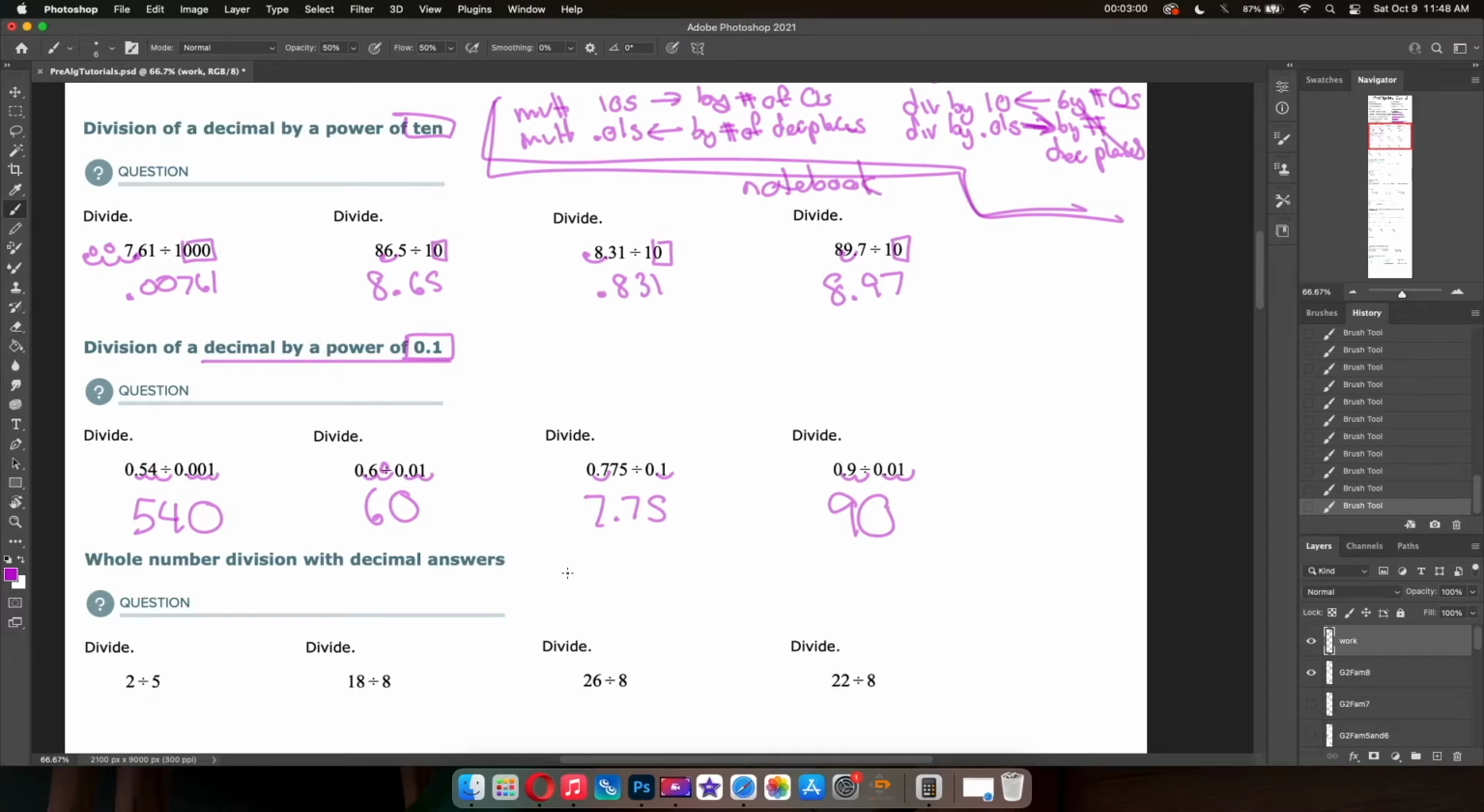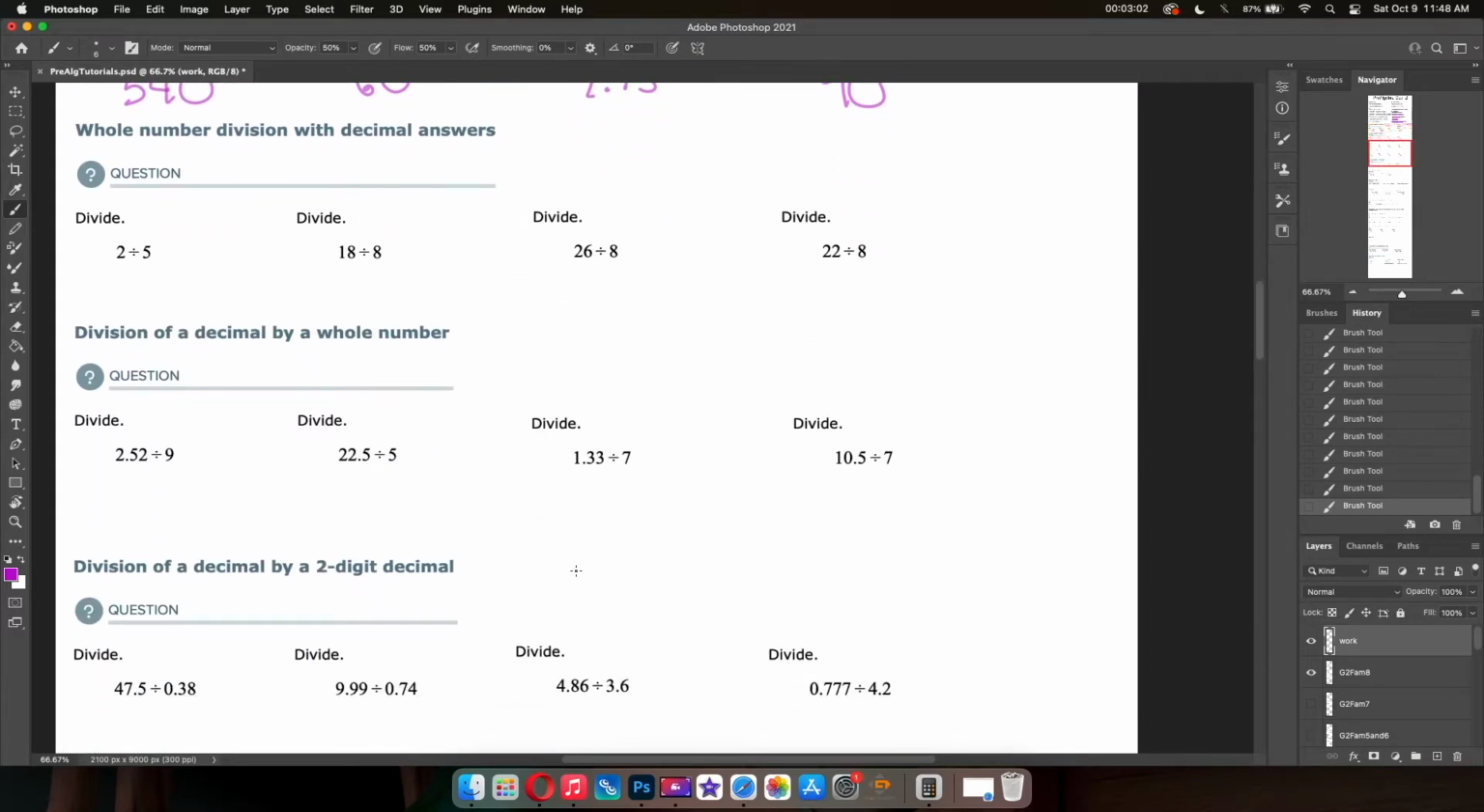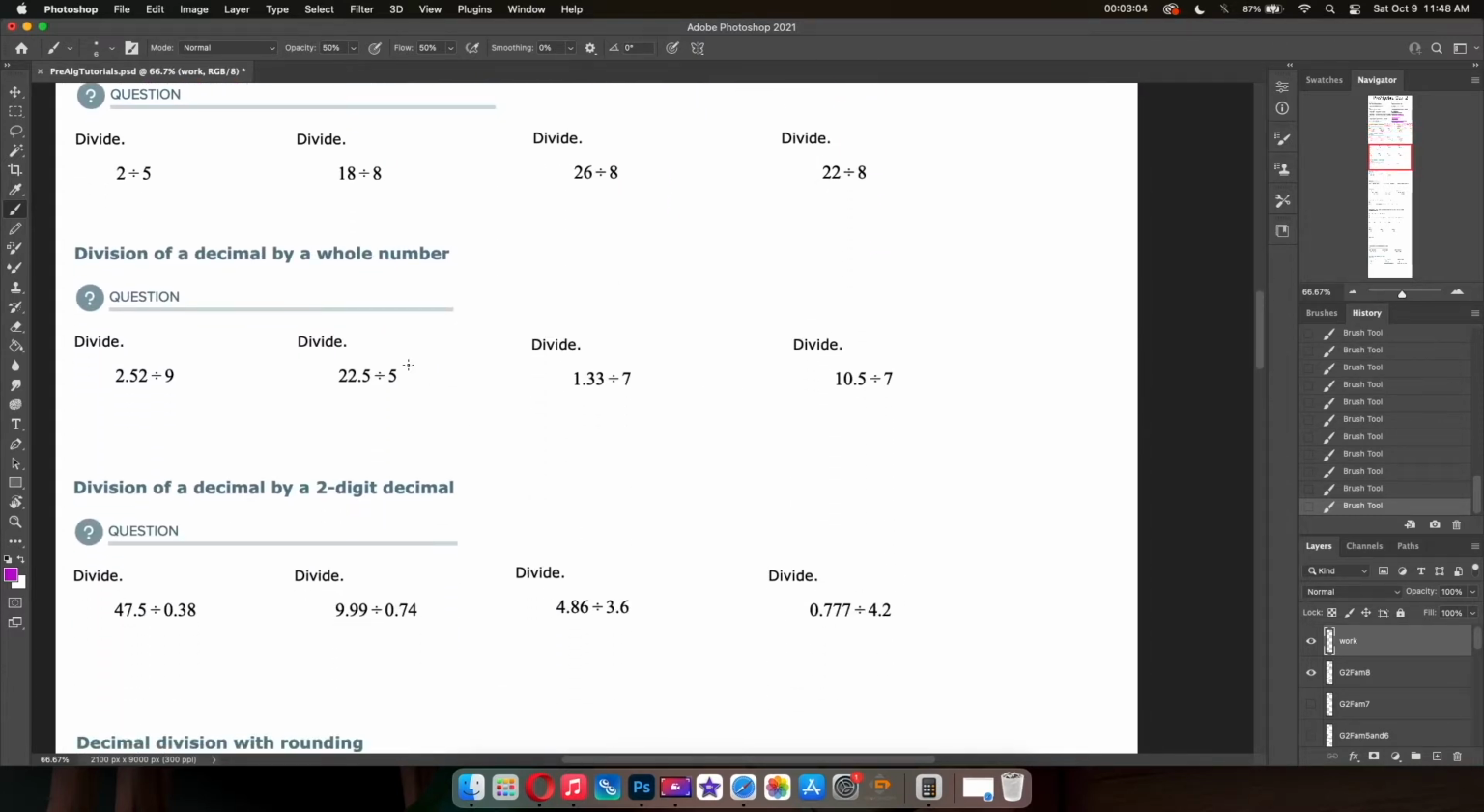Now, whole number division with decimal answers. What have we got here? All right, so 2 divided by 5. Remember, fractions are no longer fractions. They're just division. So 2 divided by 5, I can multiply that out, times 2 to get 4 over 10, and that gets me 0.4.